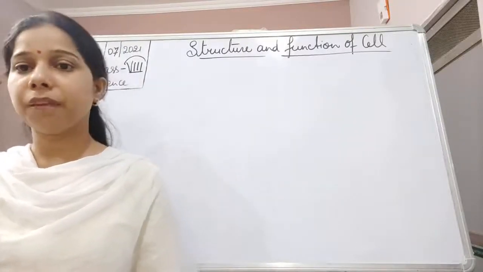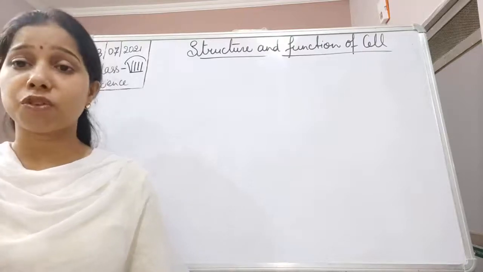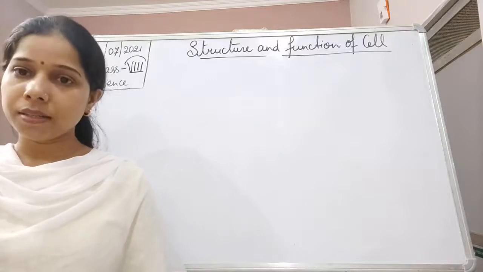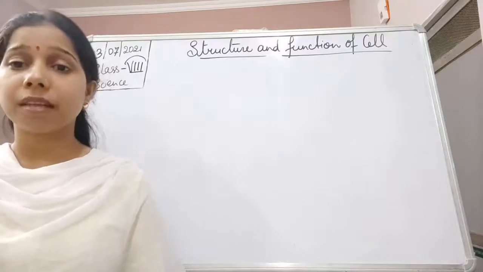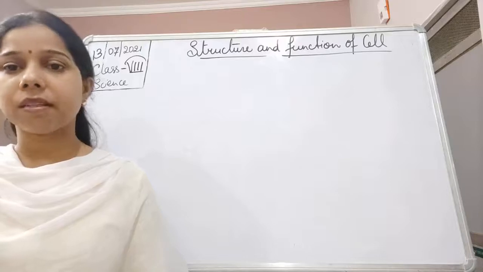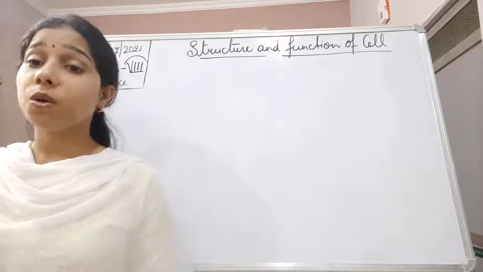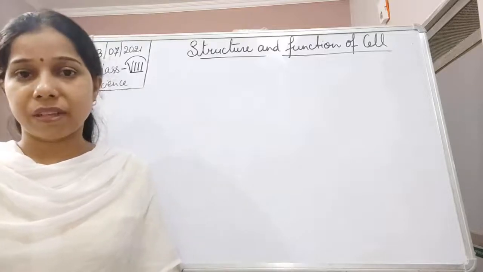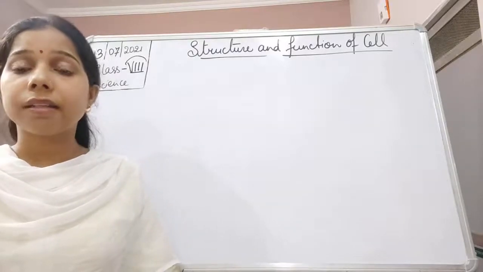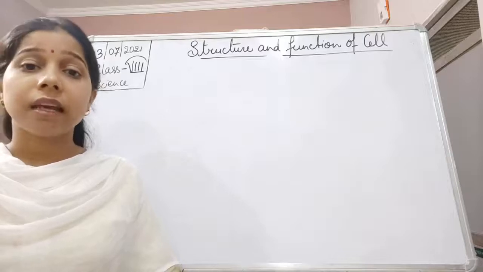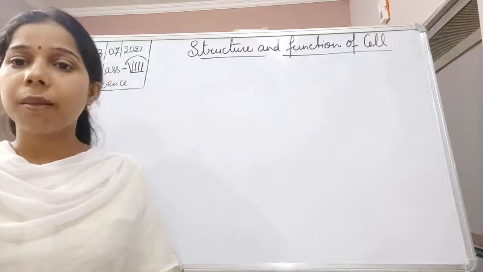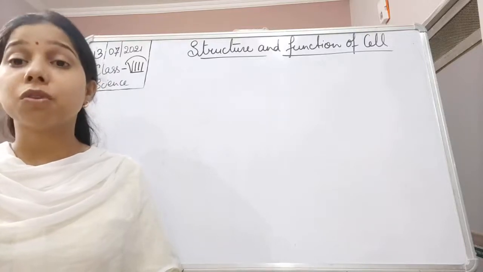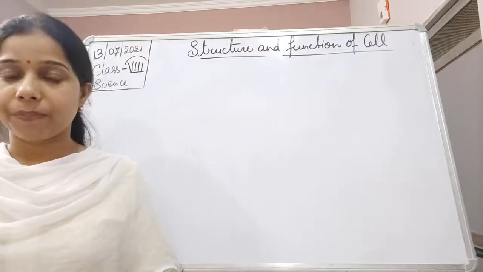So student, in the previous class in this chapter, that is structure and function of cell, we were talking about nucleus as well as the different cell organelles which are present in the cell. What is the nucleus, student? Basically, it is called the brain of the cell, since it helps in controlling all the metabolic activities that occur in the cell. That is why it is called the brain of the cell.